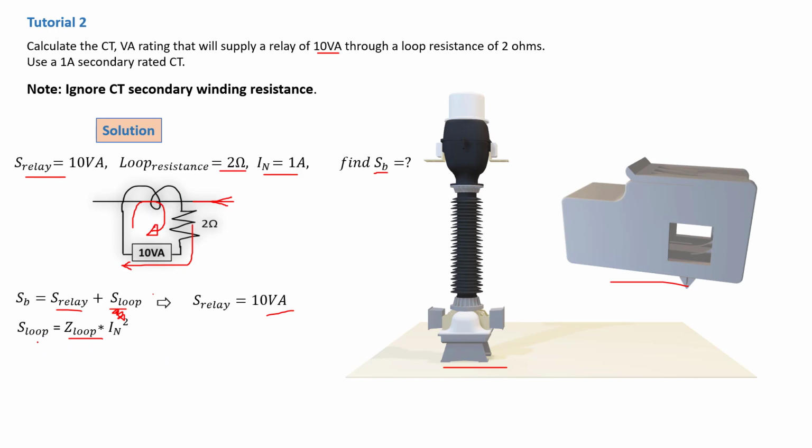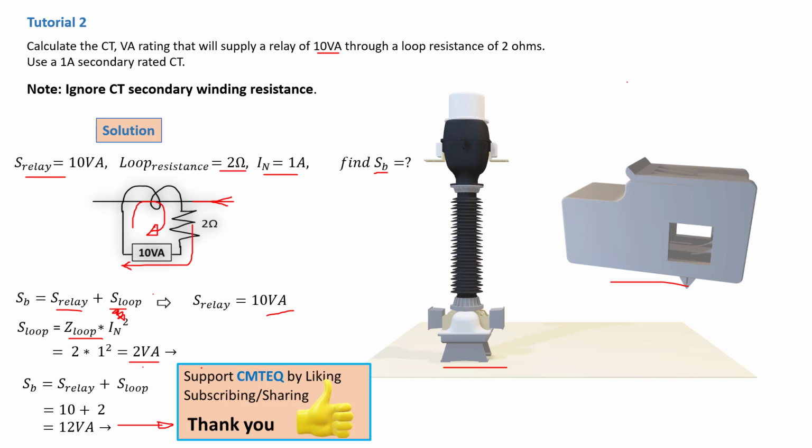Now you can find this because you have the impedance and you have the current. That basically gives you 2 times 1 squared, which gives you 2 VA. Now you can clearly see how much this CT is rated, because 2 VA is dropping there and 10 VA is being drawn by the relay. That means your S_B is equal to the S of the relay plus the S of the loop, that is 10 plus 2. So this CT is rated at 12 VA, 12 volt-amperes. So this is our answer.